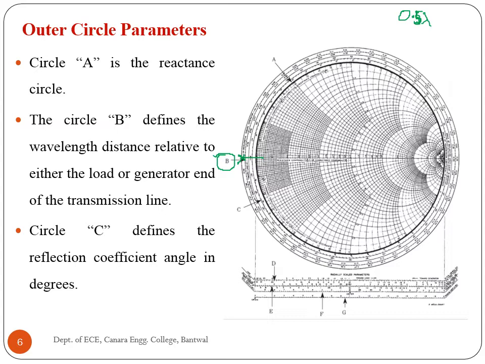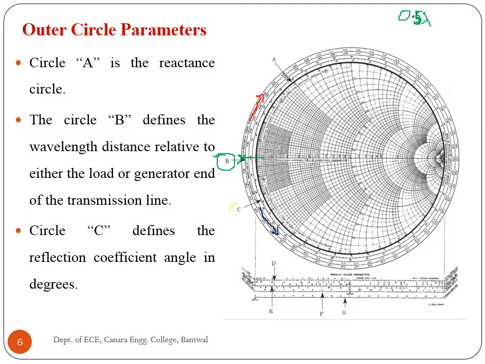Although both wavelength scales are of the same magnitude, 0 to 0.50, they are opposite in direction. The outer scale is calibrated clockwise and it represents wavelengths toward the generator. The inner scale is calibrated counterclockwise and it represents wavelengths toward the load. These two scales are complementary at all points.